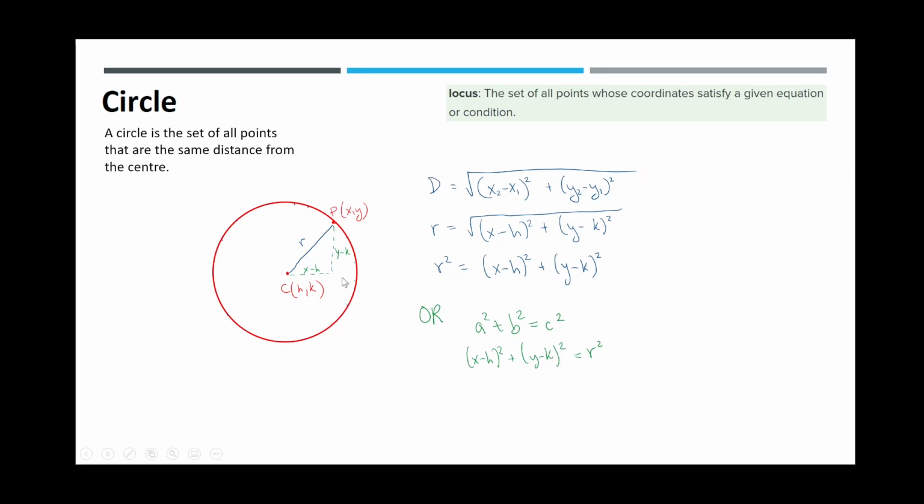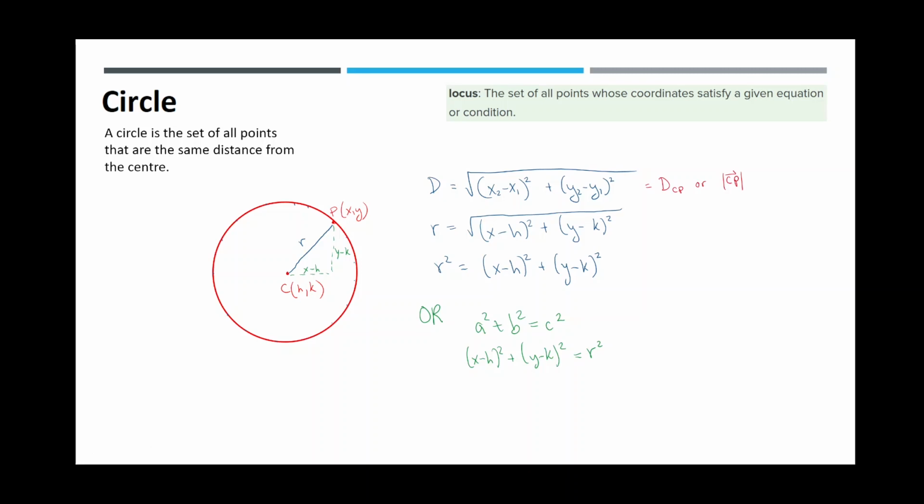And so if you were to put for one side of the triangle x minus h squared, the other side would be y minus k squared. And then the hypotenuse of this right angle triangle is the radius. And so you get exactly the same equation as you would have gotten from the distance.